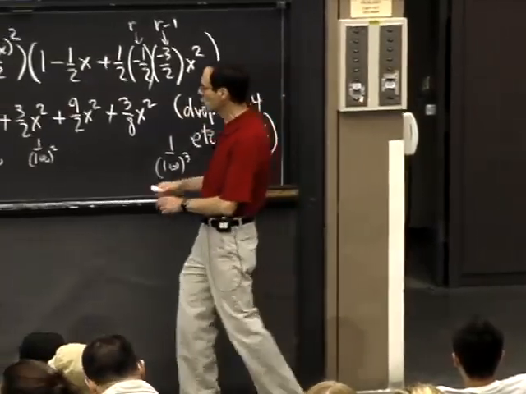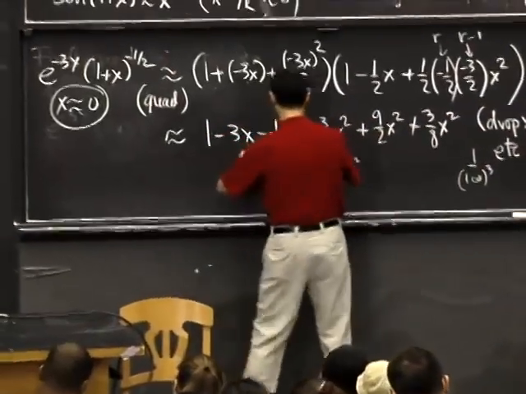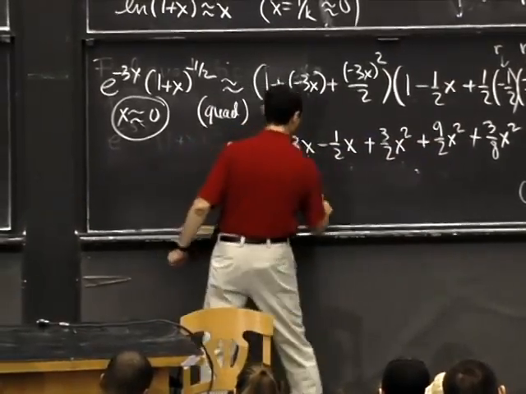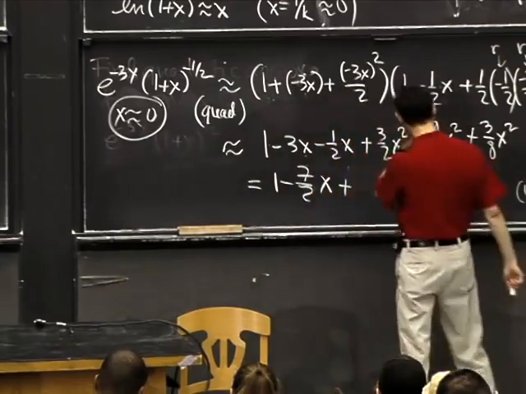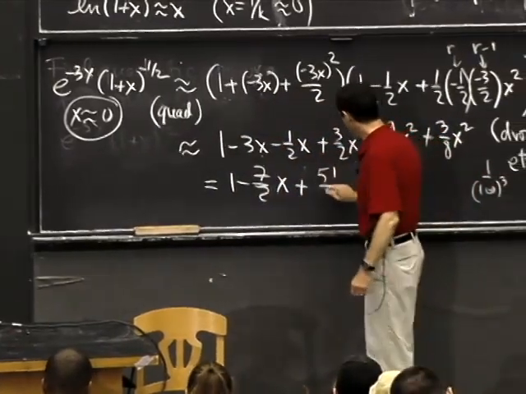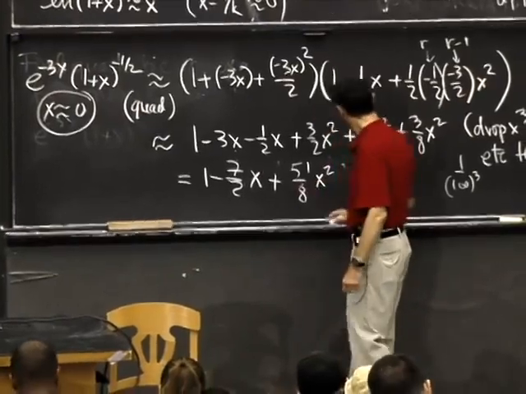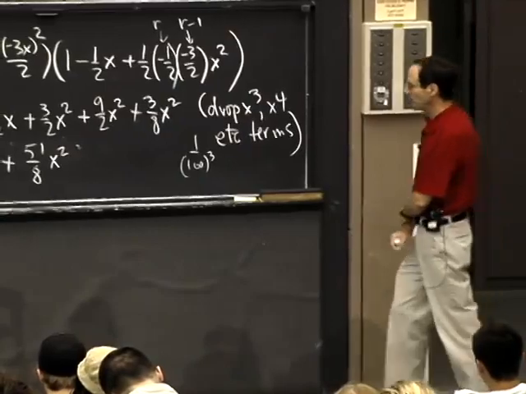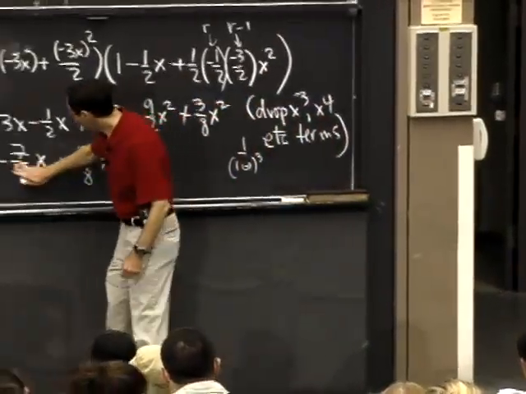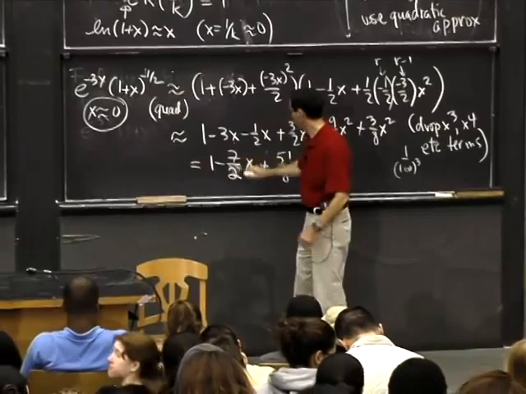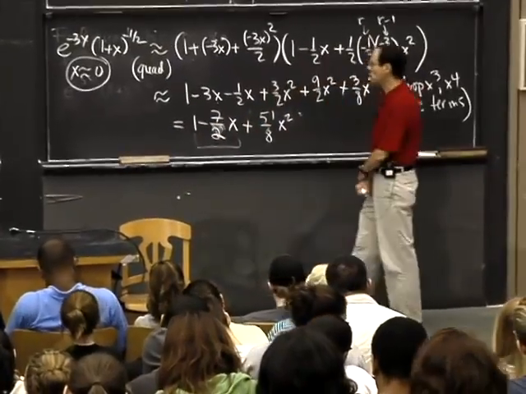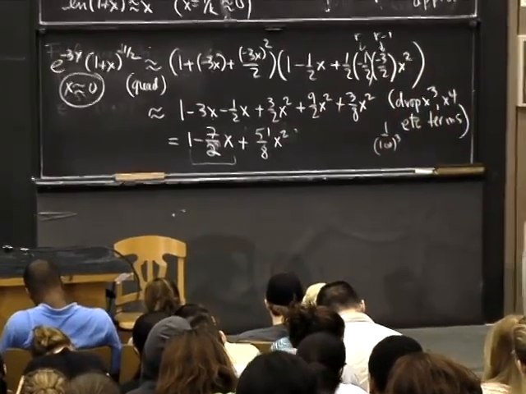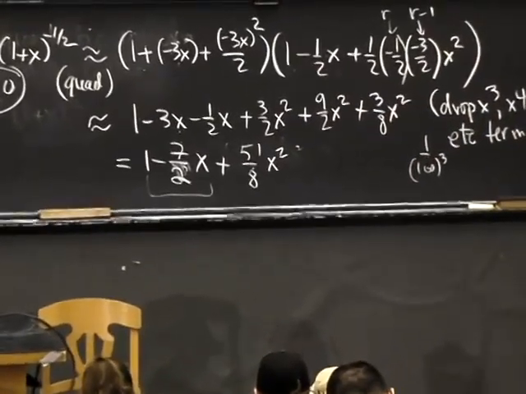And now you can combine the terms. I mean, it's not very impressive here. This is equal to 1 minus 7/2 x, maybe plus 51/8 x squared. If those minus signs hadn't canceled, I would have gotten the wrong answer here. Anyway, so this is a 7/2. All right, this is the linear approximation that we got last time, and here's the extra information that we got from this calculation, which is this 51/8 term here.